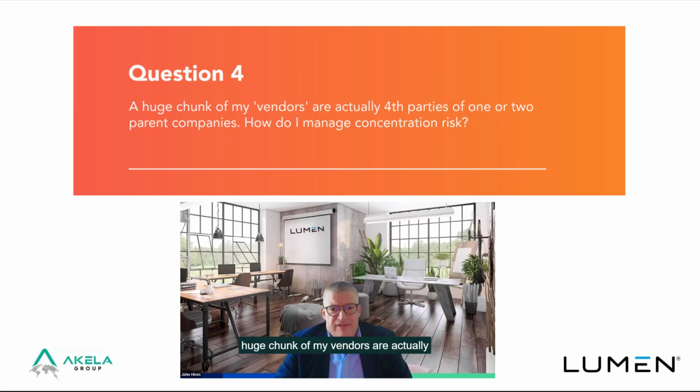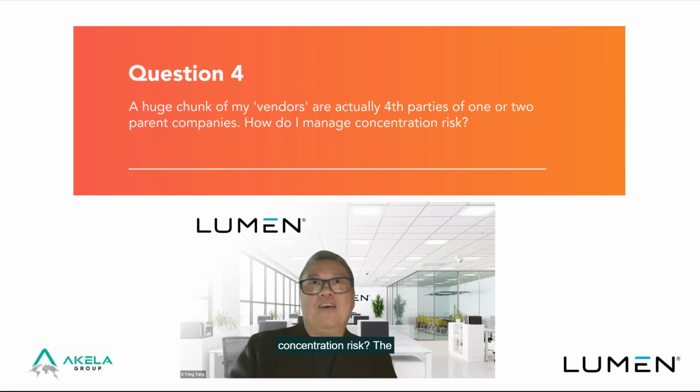A huge chunk of my vendors are actually fourth parties of one or two parent companies. How do I manage concentration risk? The concentration of risk lies within the parent companies, right? So they need to be accountable in terms of the flow-on risk and how they can provide you with any kind of attestations that they're able to do their job and come back from a disruption.